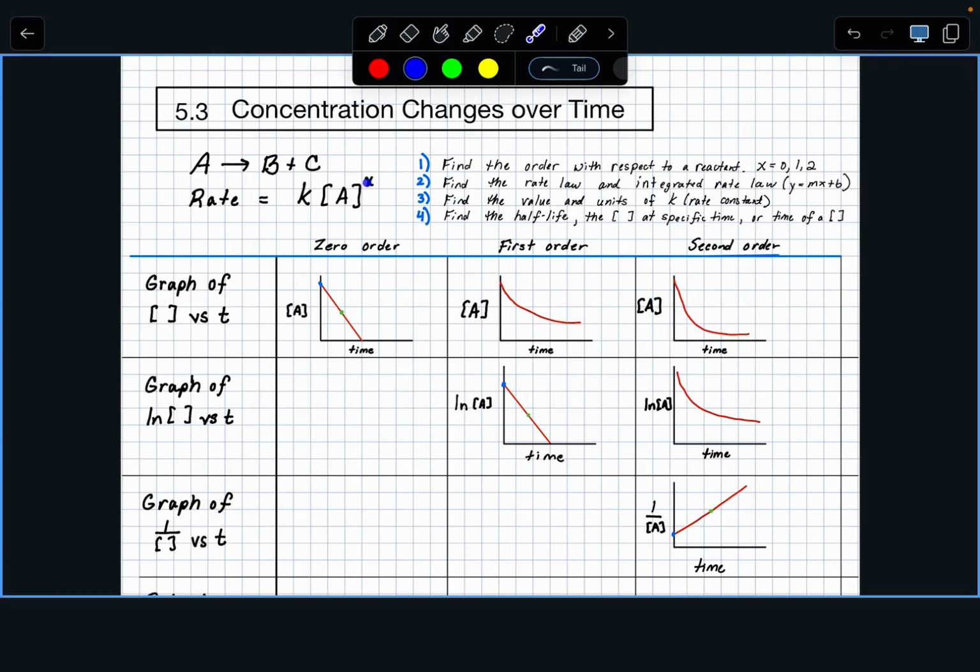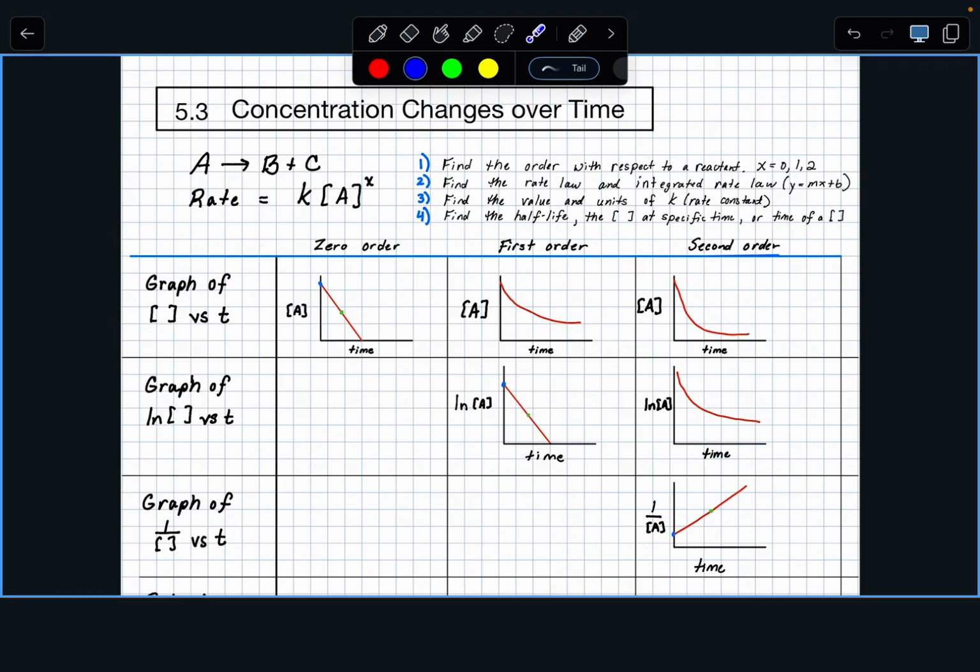So again, where you have a straight line is where you're going to decide if it's zero order, first order, or second order. That's why those graphs are very important for you to have right at the get-go. And either you're going to make them or you'll be given those graphs.